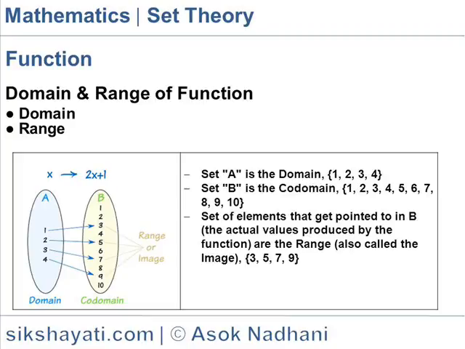So in the picture, set A is the domain containing the elements 1, 2, 3, 4. Set B is the codomain containing the elements 1, 2, 3, 4, 5, 6, 7, 8, 9, 10, and the set of elements that get pointed to in B. The actual values represented by the function are the range, also called the image, which is 3, 5, 7, 9.